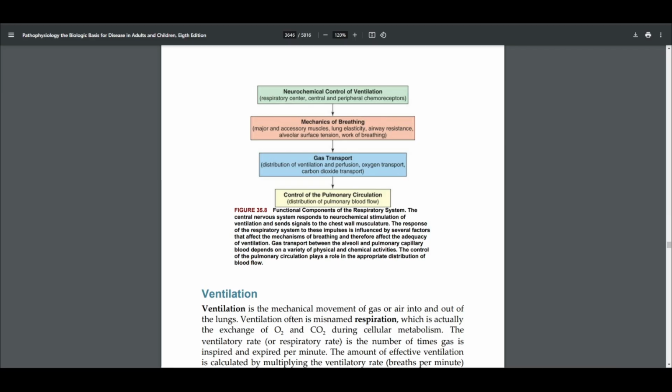Gas transport between the alveoli and the pulmonary capillaries, or capillary blood, depends on a variety of physical and chemical activities. The control of the pulmonary circulation plays a role in the appropriate distribution of blood flow. Knowing which muscles are affected by that neurochemical control can help in knowing which portions will help with your breathing.